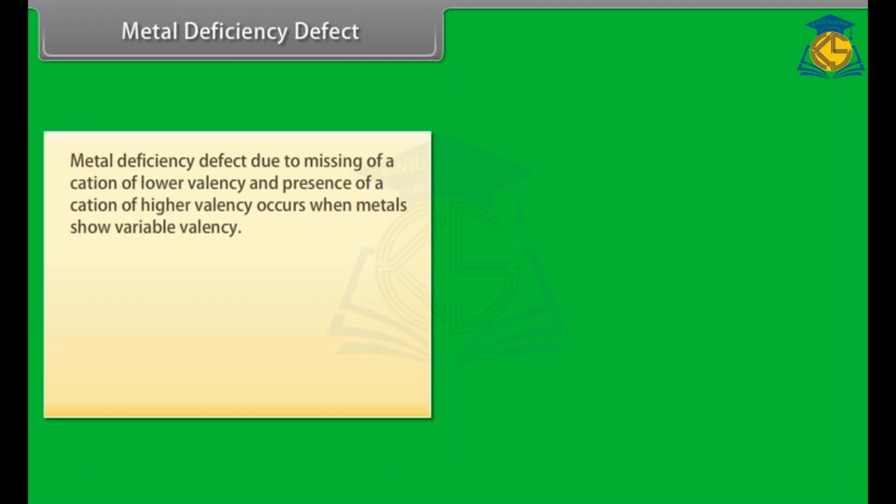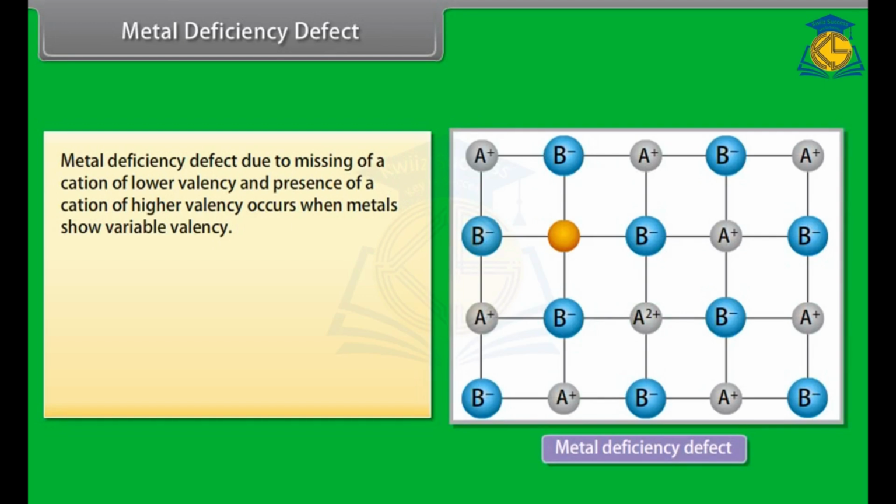Metal deficiency defect. Metal deficiency defect is due to the missing of a cation of lower valency and the presence of a cation of higher valency, which occurs when metals show variable valency.